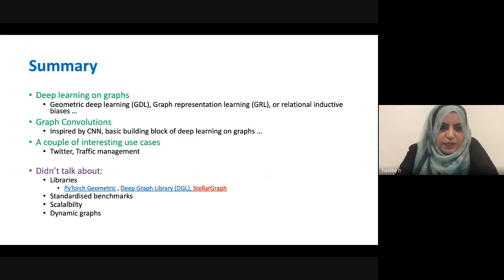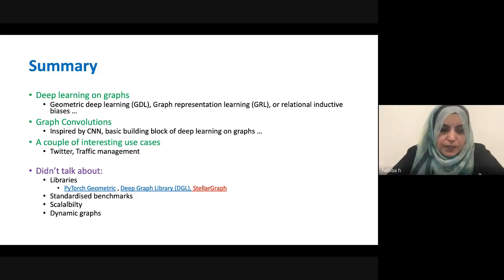So just to summarize, I talked about deep learning on graphs in general. If you go now and start searching for this concept, you would find it referred to by different terminologies. So it's also called geometric deep learning. That's actually a more technical term for it. Graph representation learning is also very frequently used, and less frequently used is relational inductive biases, etc. But you'll find many other different ways it's been referred to.